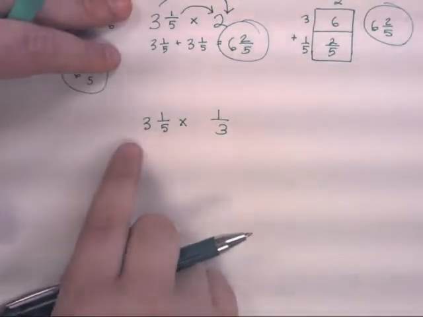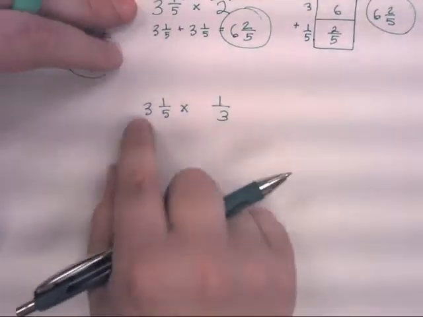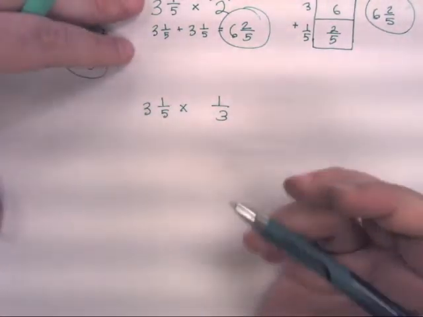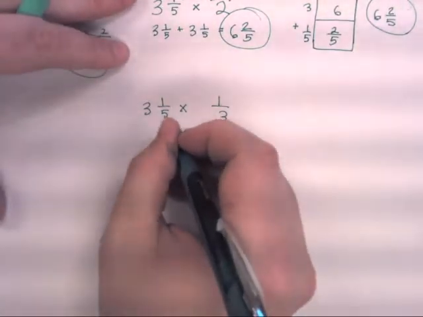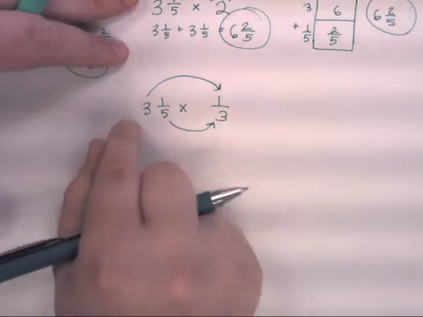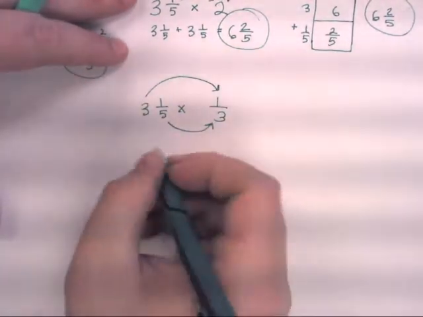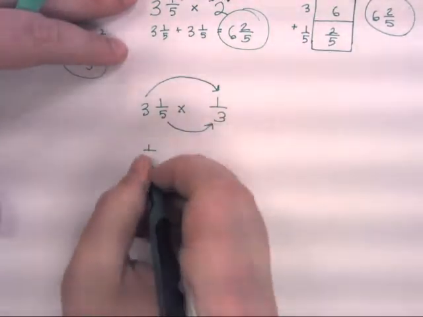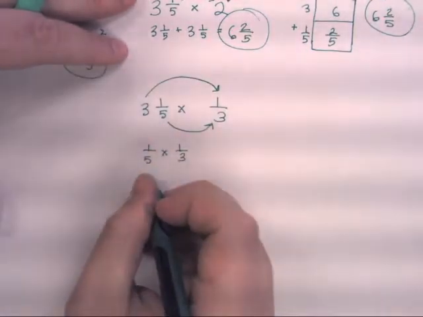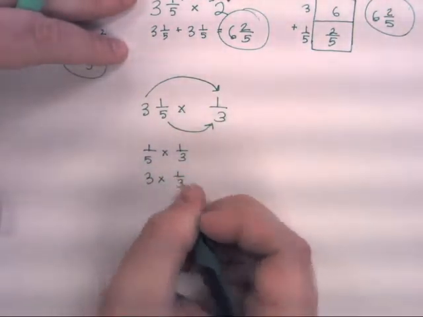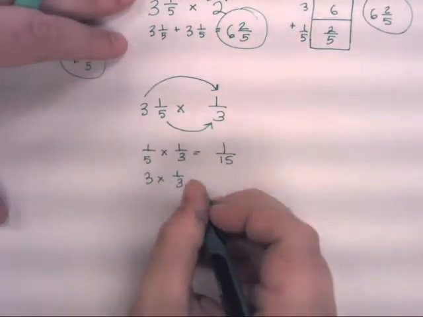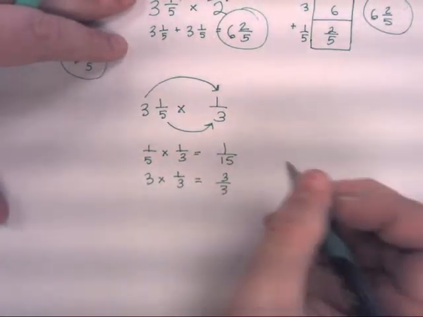All right, dropping down to a mixed number multiplied by a fraction. So this was more similar to the last problem we did about the hiking trail. So again, we can think about making sure both parts of 3 and 1/5 are multiplied by the factor of 1/3, which would mean 1/5 multiplied by 1/3, and 3 multiplied by 1/3. 1/5 multiplied by 1/3 is 1/15. 3 multiplied by 1/3 is 3/3.